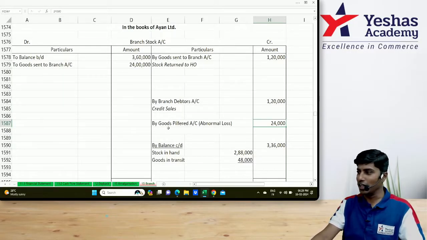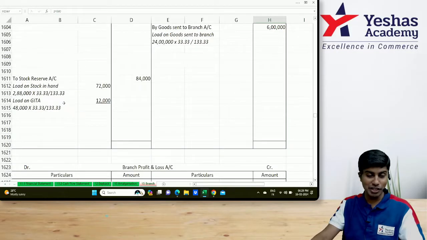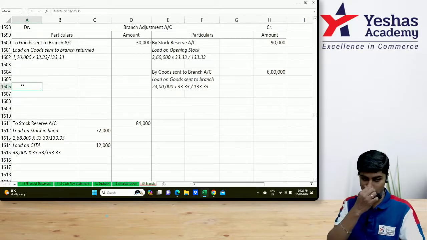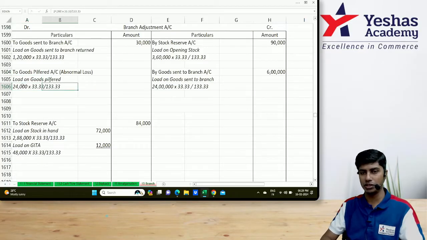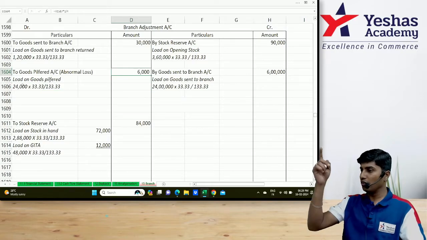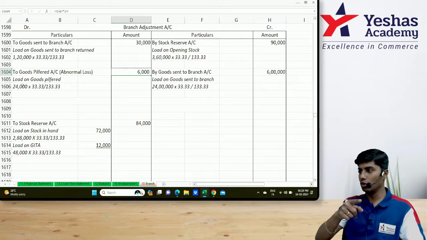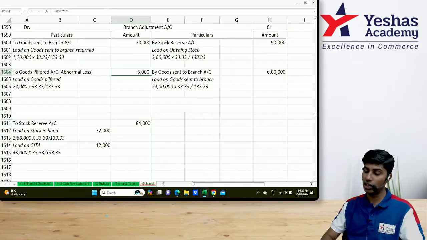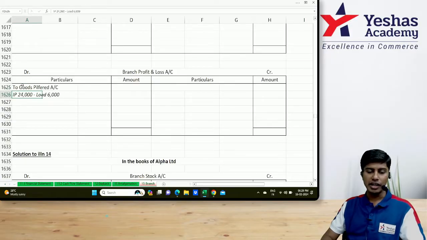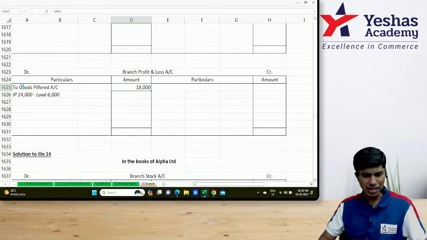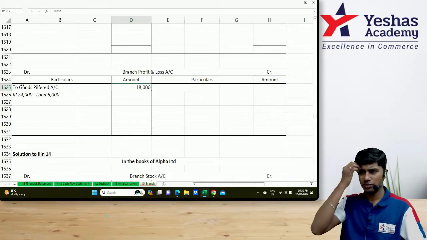Branch stock, credit side, invoice price. In branch adjustment account, debit side. What do we write in branch adjustment account, debit side? We'll write goods pilfered: 24,000 into 33.33 by 133.33, 6,000. 24 IP, 6 load, 18 cost. 18 cost I'll write in P&L, the profit and loss account of the branch. Goods pilfered: IP 24, load 6, this is 18. Understood? Say something.